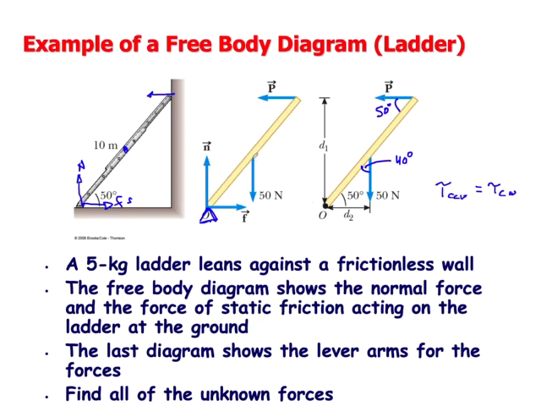In this case, my clockwise torque relative to that pivot point, this 50 newtons would tend to rotate this thing clockwise. So that's going to be 50 times half the length of the ladder, that's 5, times the sine of 40 degrees. That's the angle again between that force and there. And then finally, that has to equal the counterclockwise torques, which is going to be P times the distance from the pivot point, 10 meters, that's the length of the ladder, times the sine, in this case, of 50 degrees.